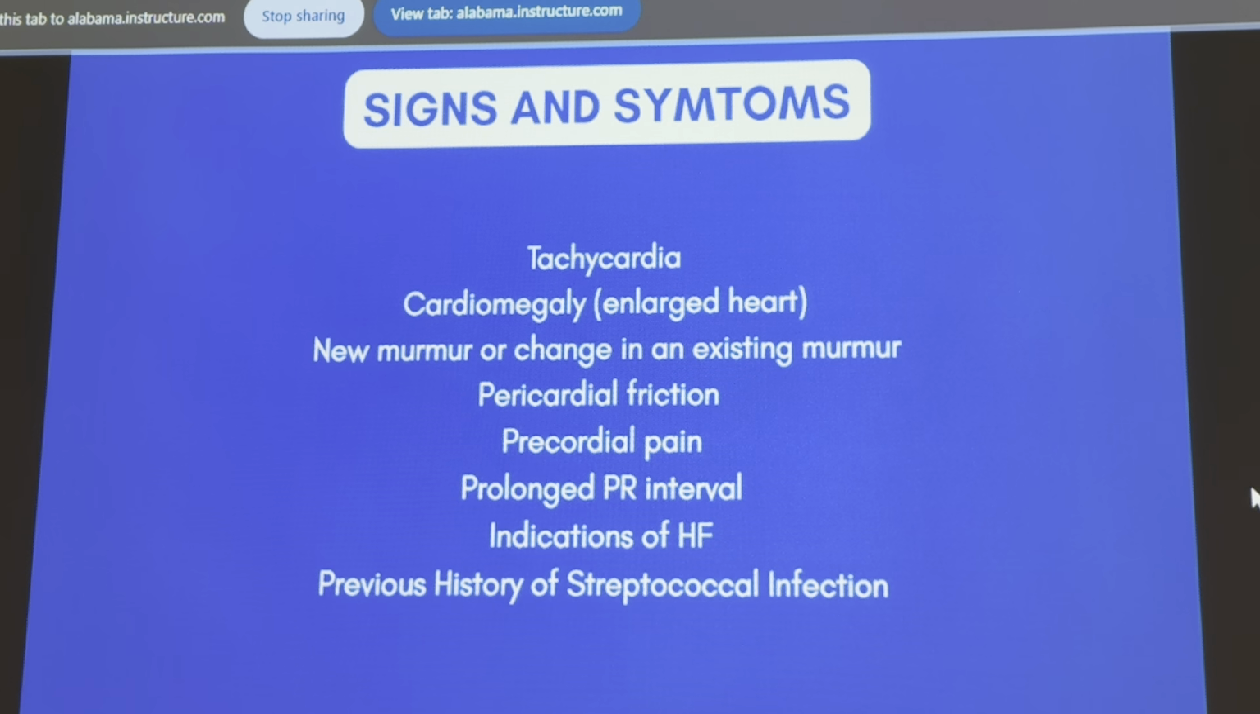And since this is caused by a streptococcal infection, shouldn't I know if they've had a streptococcal infection in the past? Yes. Probably so. So put that on there as well.